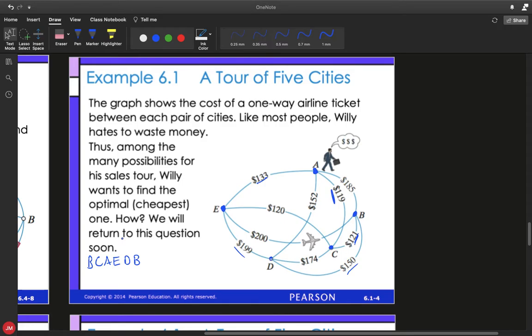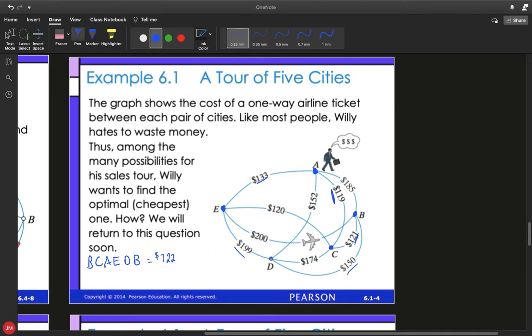So 121 plus 119 plus 133 plus 199 plus 150 is going to add up to a total cost of $722, which is great. In fact, that's much less than what it was for just our nearest neighbor. It's like $51 less. But it doesn't start at A.